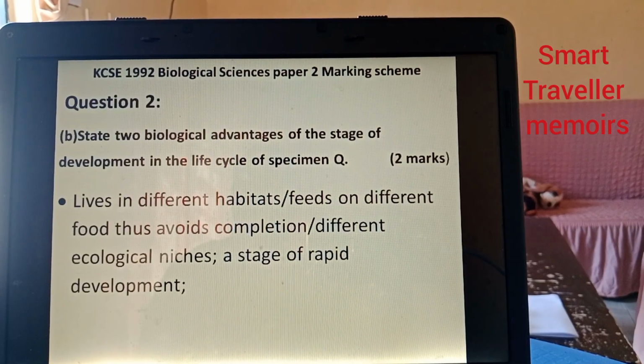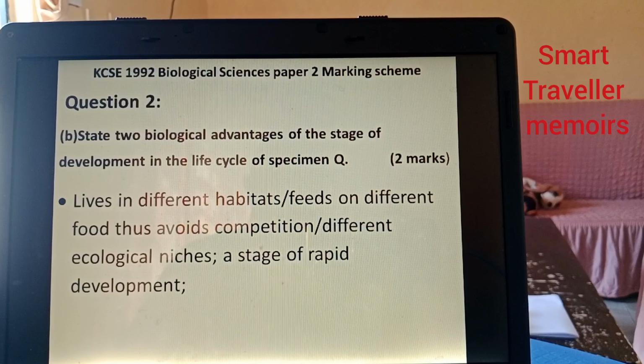B, question 2. Two biological advantages of the stage of development in the life cycle of specimen Q. Lives in different habitats or feeds on different food, thus avoids competition, or different ecological niches, or a stage of rapid development. You give only 2 marks.